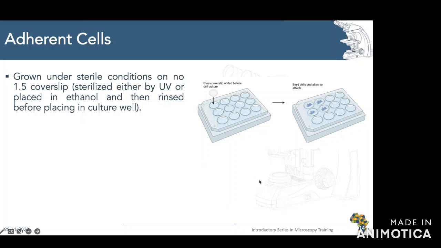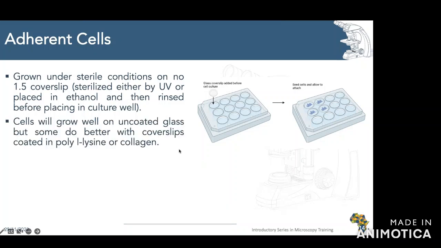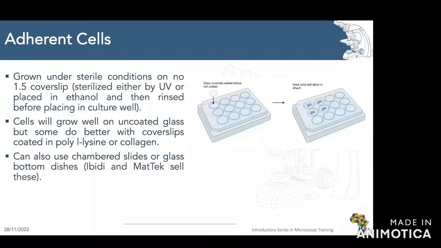And then you can seed your cells and just allow them to attach naturally onto the cover slip. And these will grow very well on uncoated glass slips. I haven't had any issues up till now, but if you're struggling, you can use cover slips that have been coated in poly-L-lysine or collagen just to attach them a little bit better.